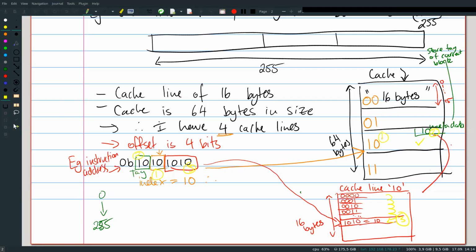Mm-hmm. So for this case, the first thing that we do, we look at the index, which is 10, and we go to the third line in the cache, right? The third cache line. Then after going into it, because it's 16 bytes long, we need to know which specific address we're looking at. So we use the offset. Yep, exactly, 10. It's the index within the cache line.